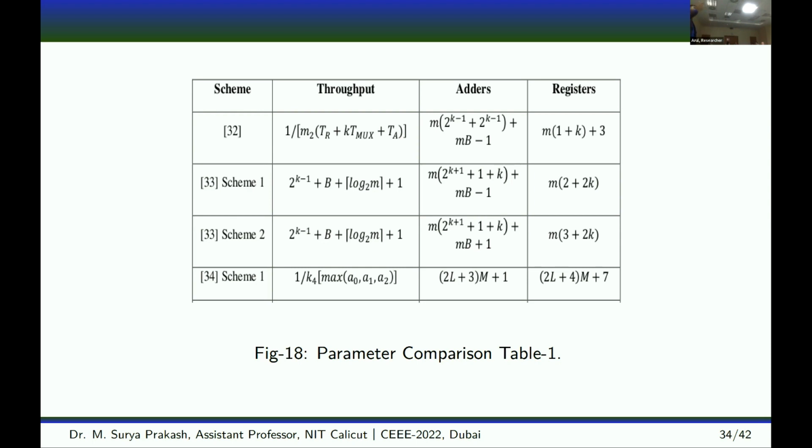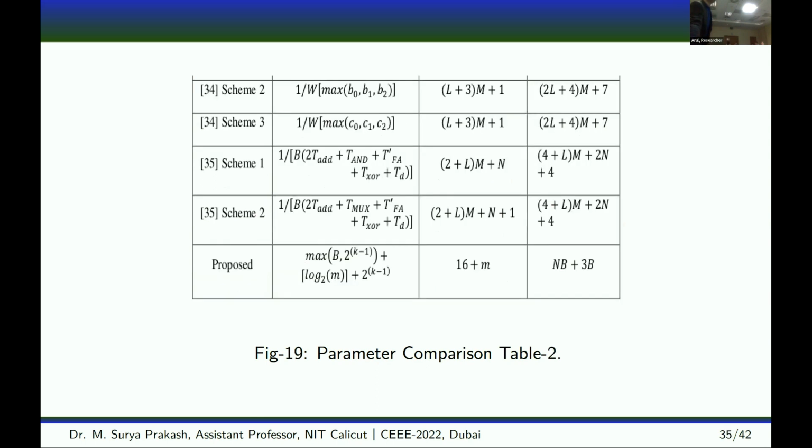So the throughput, and then the count of adders and registers, for different implementations. We have different schemes available on the left-hand side. All these are works that are published recently. And the final row is that of our proposed implementation. So the throughput equation, and then the number of adders and the number of registers.